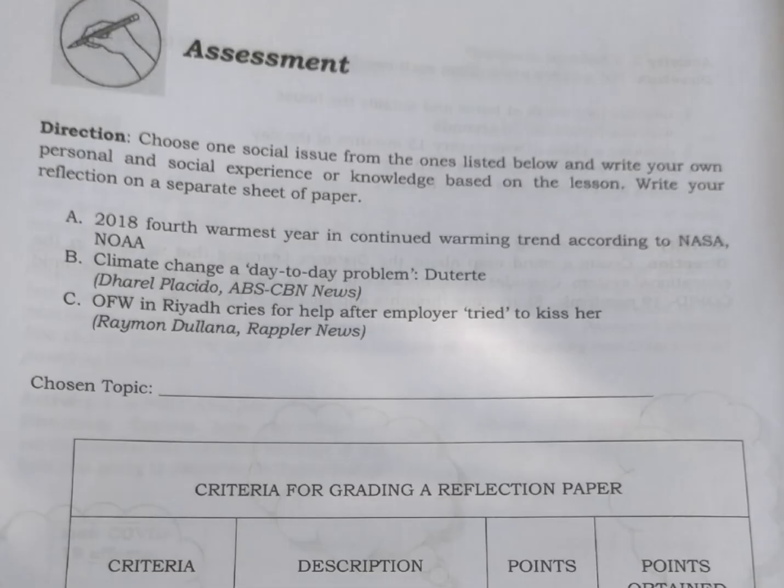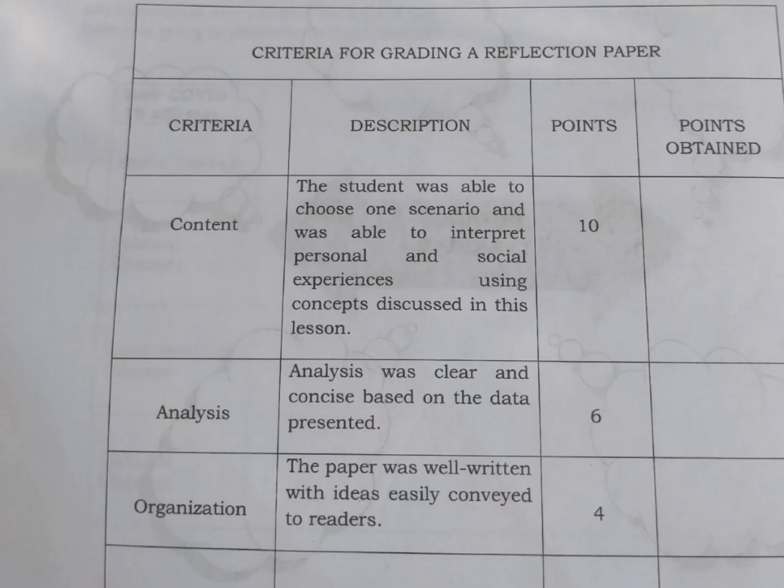For your assessment, you're going to choose one social issue listed on page 16 of Module 6 and you're going to make a reflection paper. For me to be able to check or to give appropriate score, you may consult the rubrics on page 16 of Module 6.